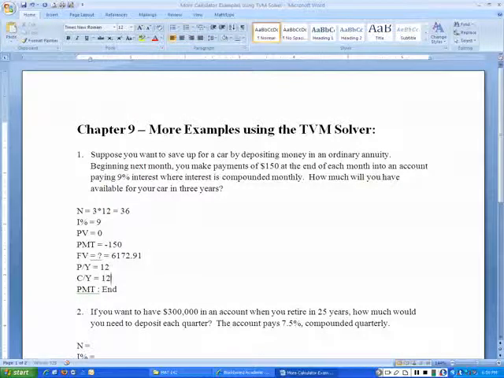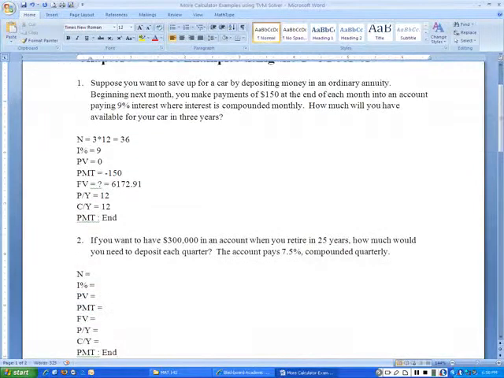The second example: you want to deposit, or you have $300,000 in an account when you want to retire in 25 years. How much would you need to deposit each quarter in order to get there? And the account pays 7.5% compounded quarterly. So it doesn't matter what order you put these in. We want to have $300,000 at the end of the time, so we could go to future value and put in $300,000. Make sure you have enough zeros in there.